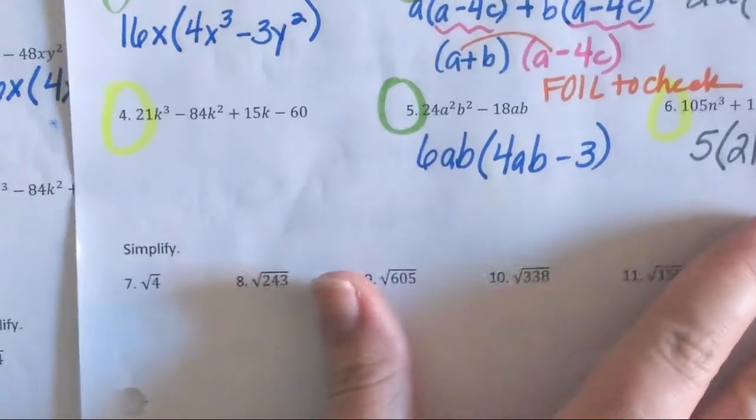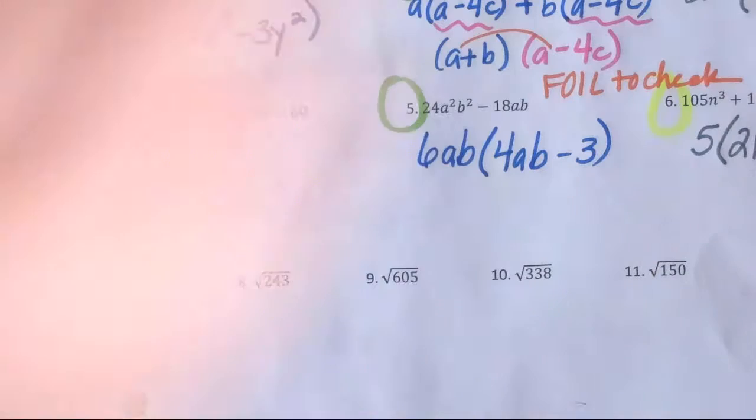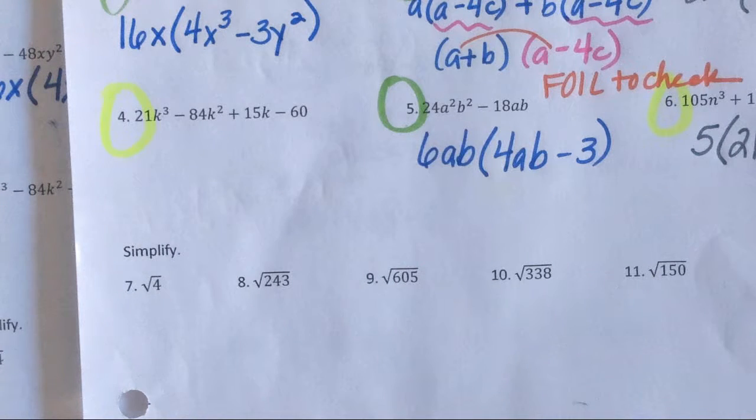Okay, number 4. Is there something we could do? How many terms do we count? 4. And what did we say we should do with 4? Put them in parentheses. We should see if there's a GCF first, and then we should do grouping. Yes, thank you, Seth, and you can have a point for that.